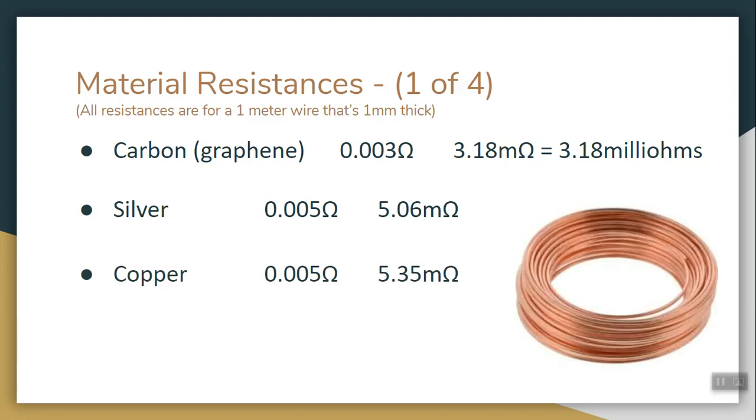Next we have copper. Copper is a little bit more than silver, and if you're wondering why we use copper in our wires instead of silver, it really comes down to price. Copper is only a little bit more resistive, and it's a lot cheaper.